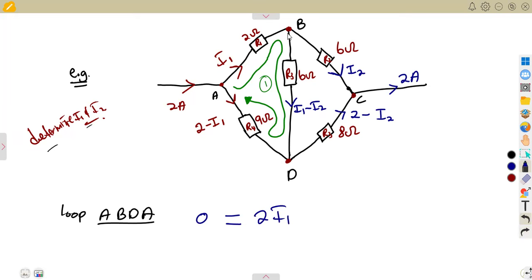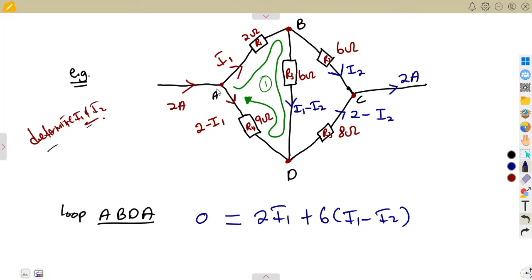Okay, we move on from B to D. From B to D, the current is also maintaining. Look, the current is going down. This is the way the loop is taken, so it's maintaining the direction of the arrow. So it becomes positive as it is: 6 into I1 minus I2.